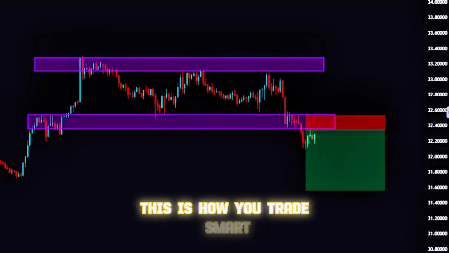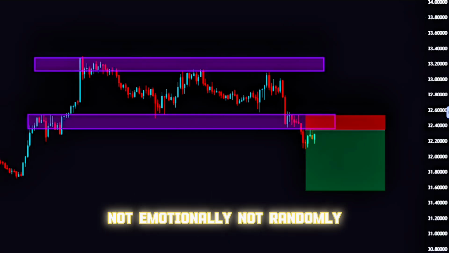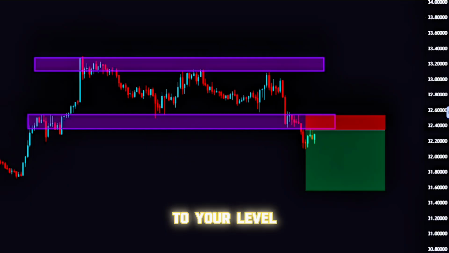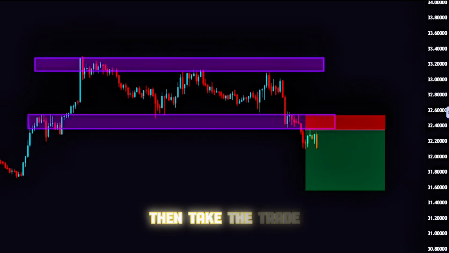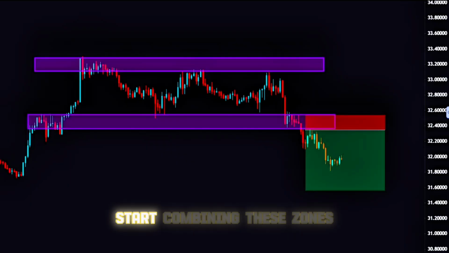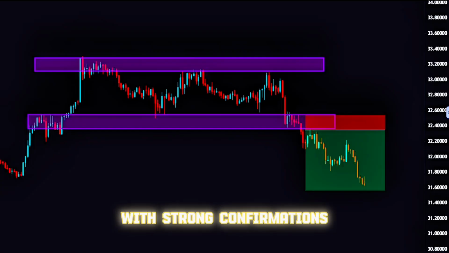This is how you trade smart, not emotionally, not randomly. Let the market come to your level, prove its intention, and then take the trade. And trust me, once you start combining these zones with strong confirmations, your win rate and confidence will go up.